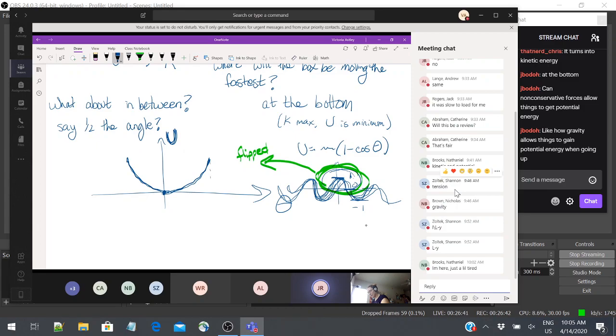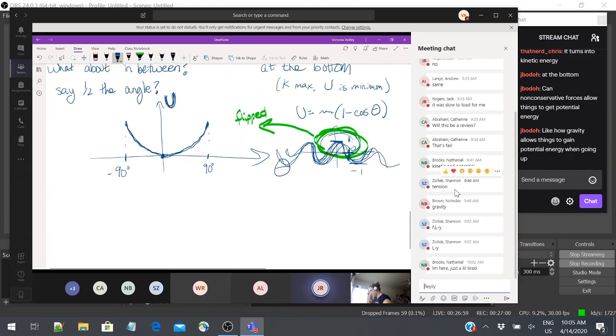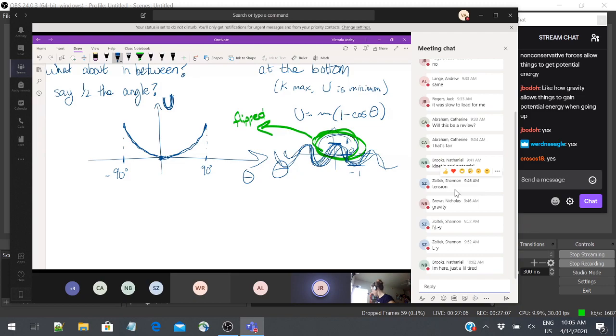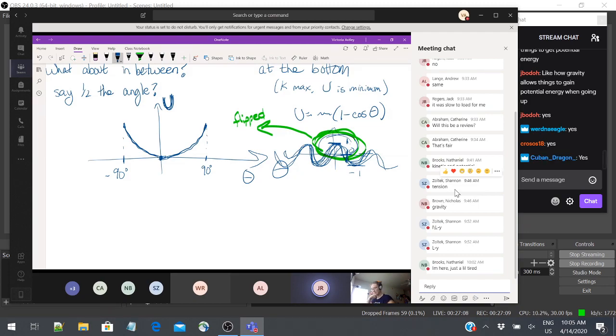And this would be this degree where cosine is 0. This would be 90 degrees. Negative 90 degrees. Okay. Is this making sense? So this is theta. That's our angle. Yes. Okie dokie, great.